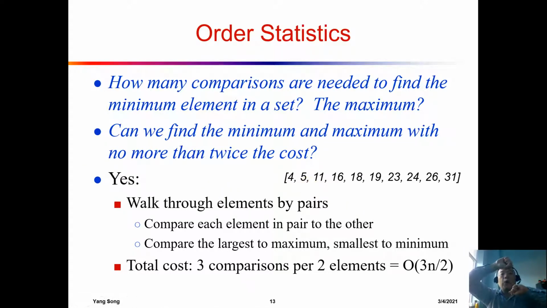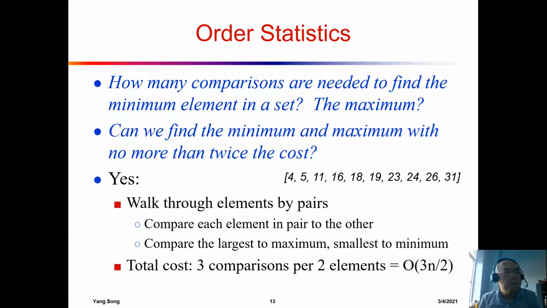So for the next pair, 11 compares with the current max, and the lower value 5 compares with the current min. Okay, so this means there's no point that I compare 5 with the current max, because 11 is greater than 5. And similarly, I don't want to compare 11 with the current min, because there is a smaller value 5 there.